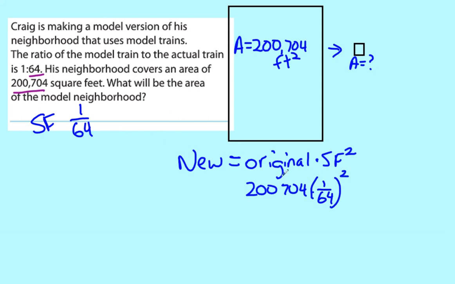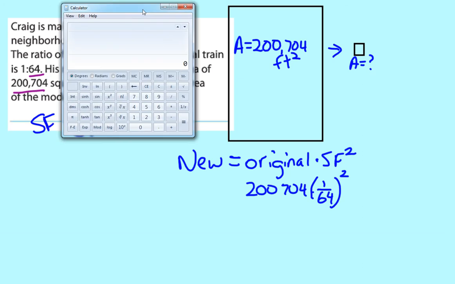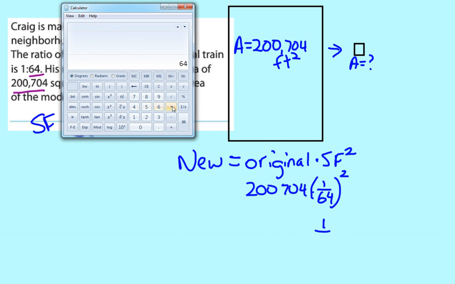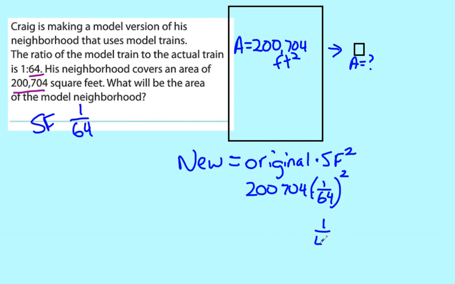Now I wouldn't ask you to do this on your own. That would be a big old jerk thing for me to do. So let's actually use a calculator here. 1 over 64 squared. 1 times 1 is 1. But 64 squared, 64 times 64, that's 4,096, in case you don't have your chart handy. Times 2,704 over, since we want to make it a fraction, it's just over 1.